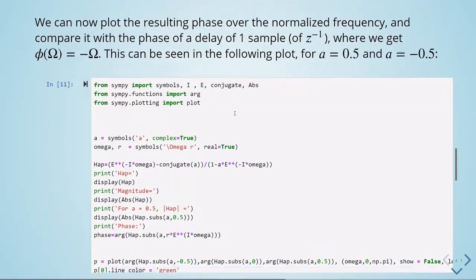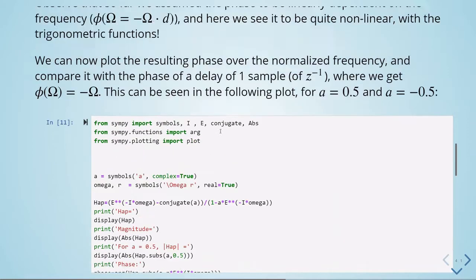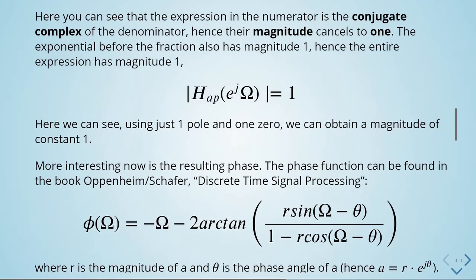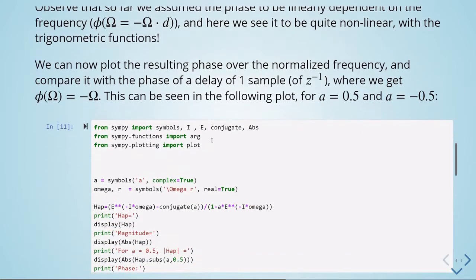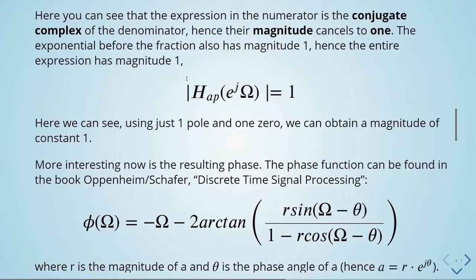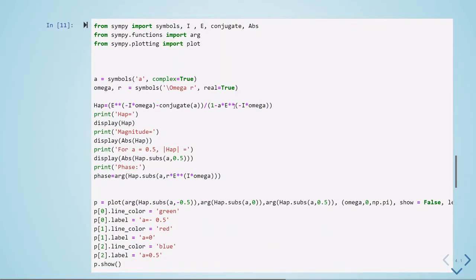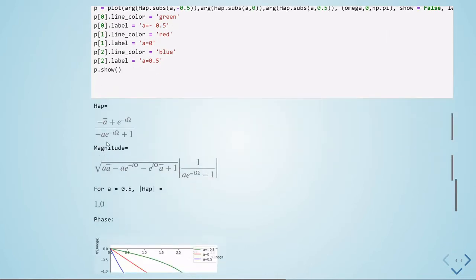So this is here after some SymPy manipulation. So I am just doing exactly e to the power of minus j omega, so e to the power of minus j omega minus a conjugate, divided by 1 minus a times e to the power of minus j omega. So this is exactly this, but SymPy has its way of already changing things.